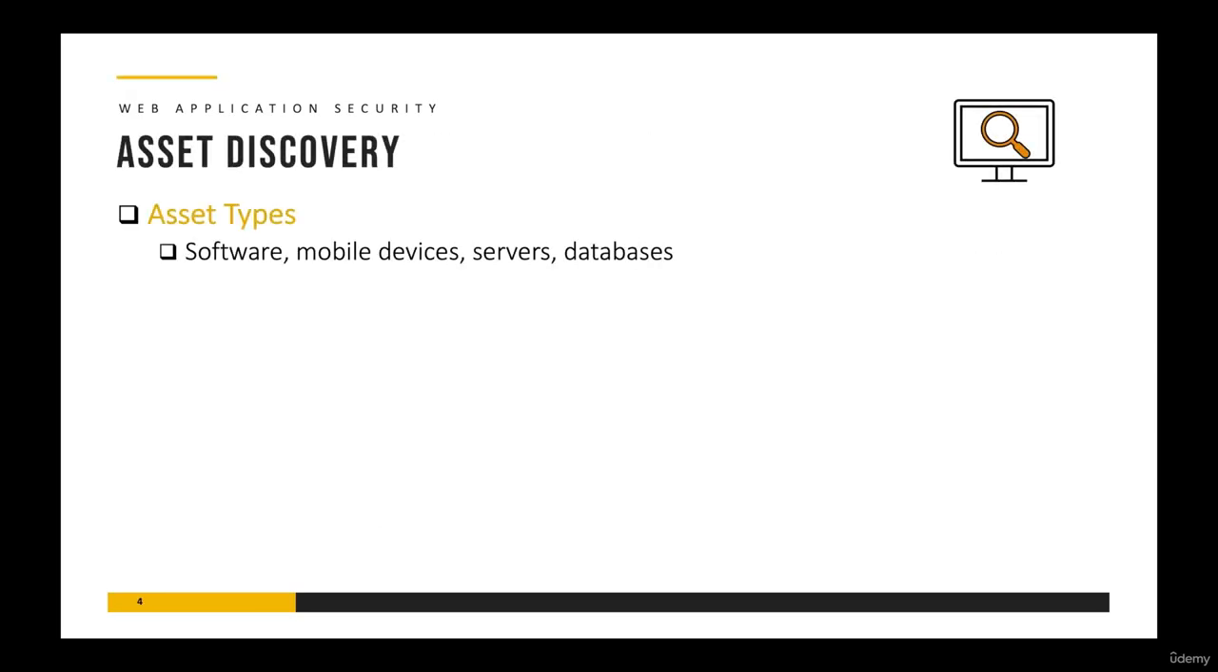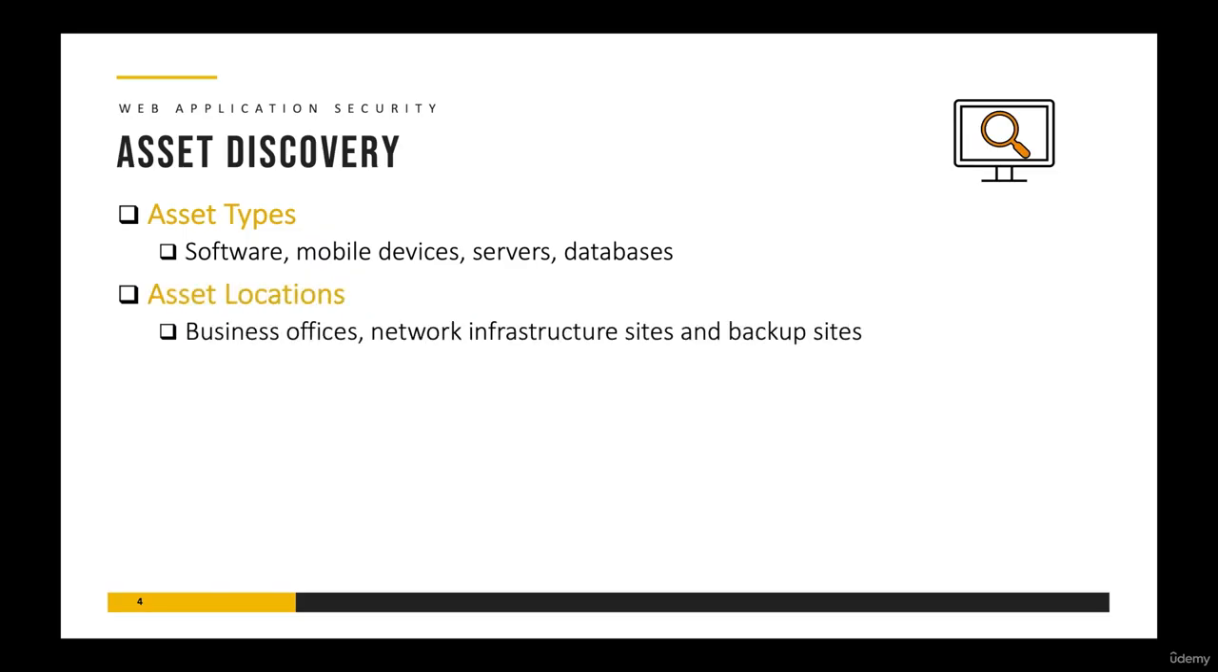We first need to consider what the different types of assets hosted by our organization are. This may include software, mobile devices, servers, databases, and so on. Another important factor is the location of those assets. For example, we have key locations such as business offices, network infrastructure sites, and backup sites.